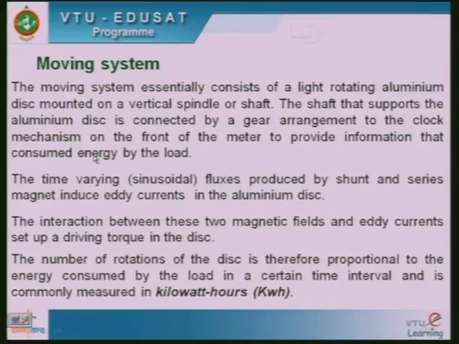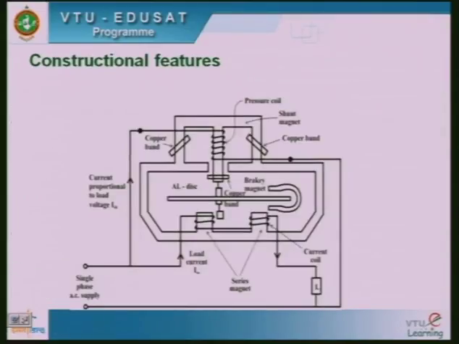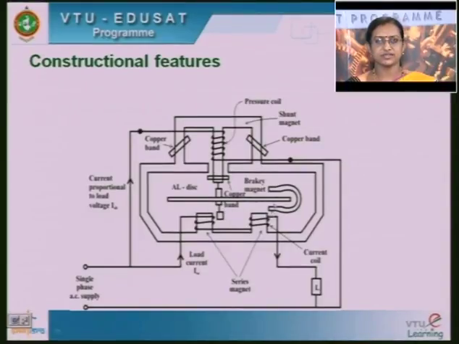Now, what is it in the moving system? In the moving system, you have that pointer. Here you have that aluminum disc that is rotating within the magnetic field of this shunt magnet and the magnetic field of this series magnet.